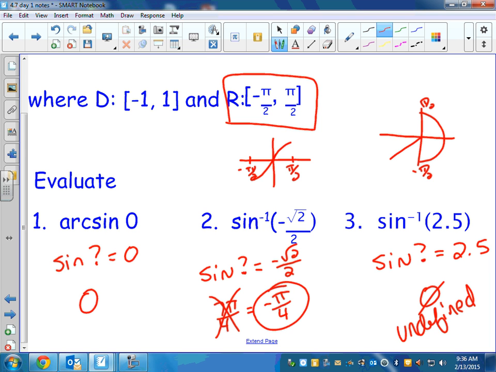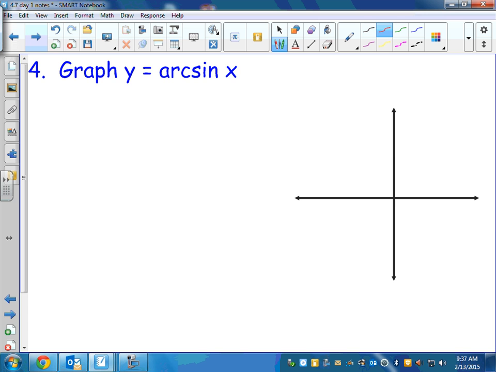You're confused on what? Nothing, I'm getting used to it. So I was going to, oh, look, here's my graph. It's just the other way. Let's graph this really quick.